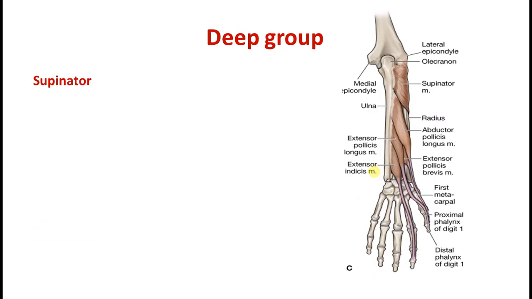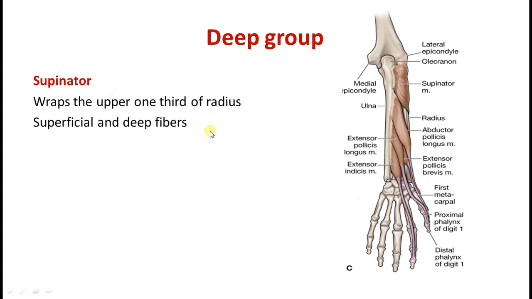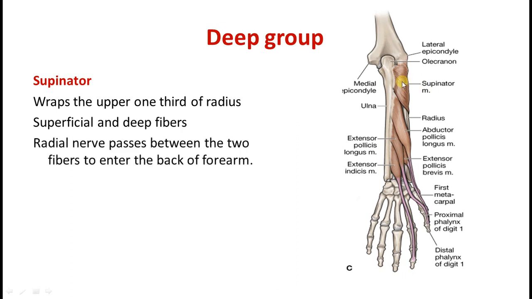Now coming to the deep group. As I told you, the superficial group has a common extensor origin. Here also in the deep group, when you see, they have a common pattern. Most of the muscles originate from the deep aspect of the interosseous membrane. So the first muscle, definitely not from the interosseous membrane, wraps around one third of the shaft of the radius. It has two fibers, superficial fibers and deep fibers.